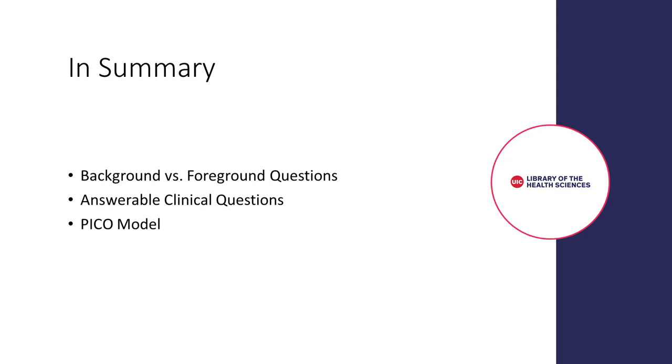In summary, there are generally two types of questions: general knowledge, or background questions, and specific knowledge, or foreground questions. Foreground questions tend to be more complicated and benefit from being relevant to the problem at hand, focused and well articulated, and phrased to facilitate searching for a precise answer. PICO is a model to help you formulate answerable foreground questions. PICO stands for Patient, Intervention, Comparison, and Outcome.